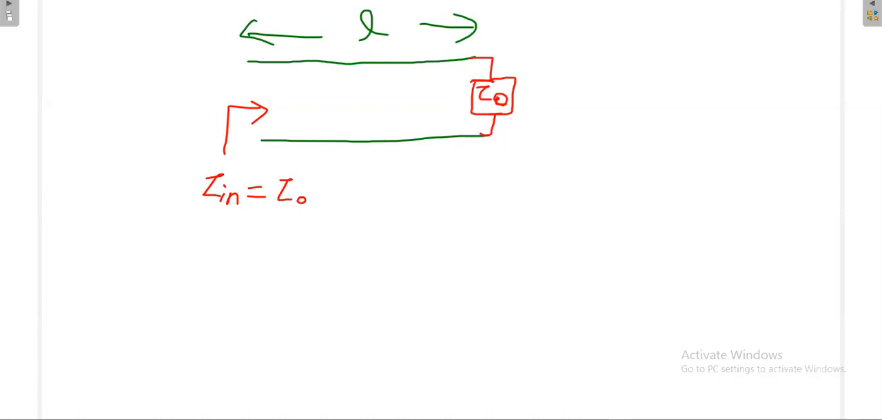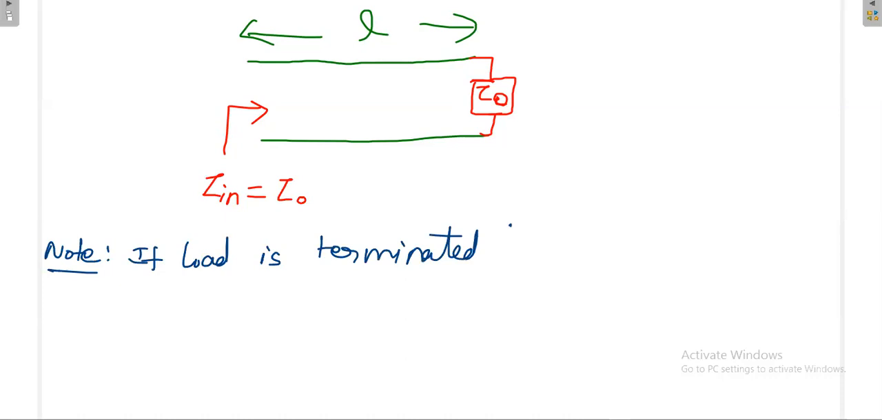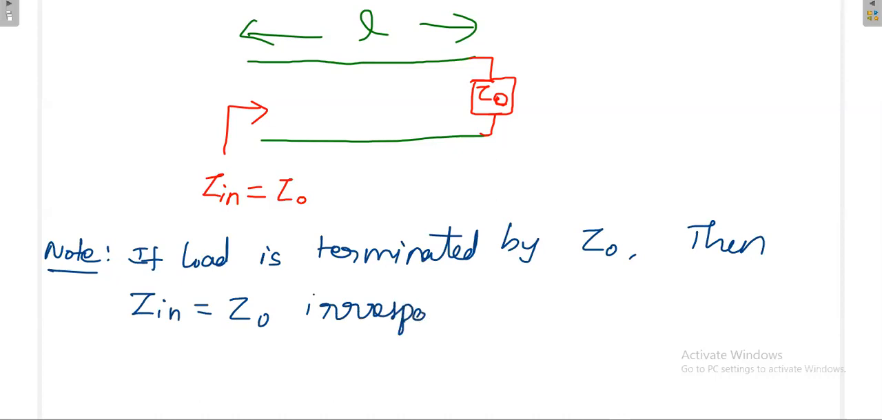What is the note? You have to note down here. Note: if the load is terminated by Z0, then the input impedance is also equal to Z0, irrespective of the length of the transmission line.